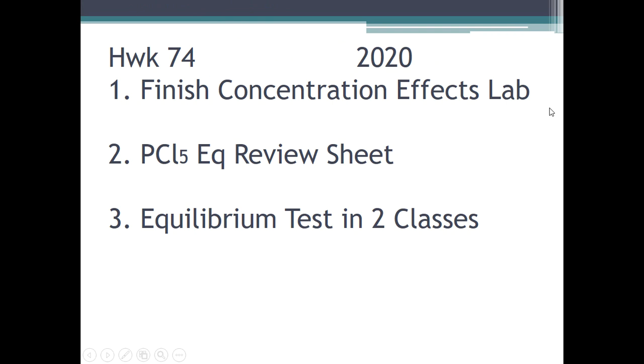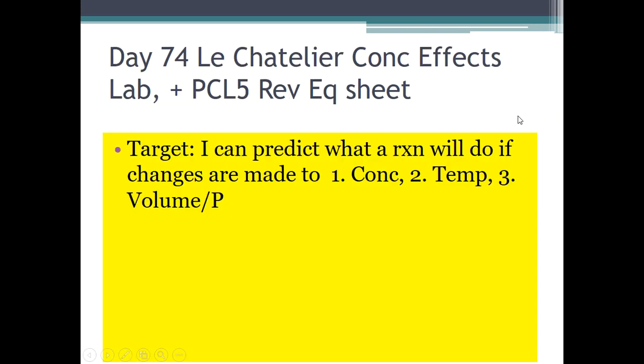Now, you normally go after that. You're going to have your weekly assignment this time, and the equilibrium test will be coming up in 2 days. The PCl5, of course, will be a normal assignment as well. Our target today was to make sure that we understood how changing concentration, temperature, and volume and pressure could affect what the reaction will do.